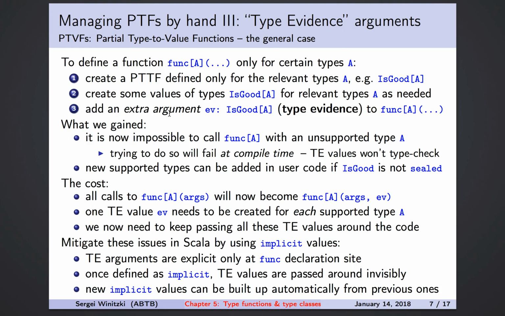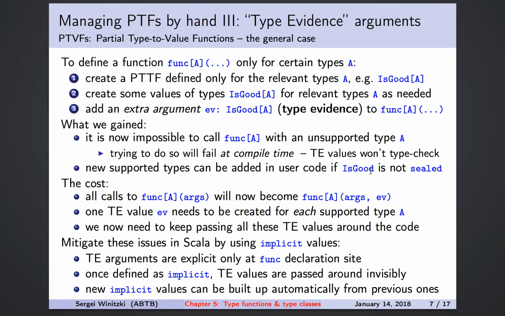So, because we added an extra argument to func, the type evidence is that value that is required now. There's a new argument that we added. And that guarantees that we will always call func of A with correct types A. Trying to call it with wrong types will fail at compile time. You can put some type evidence value for the wrong type, it won't type check. So that's a compile time guarantee.